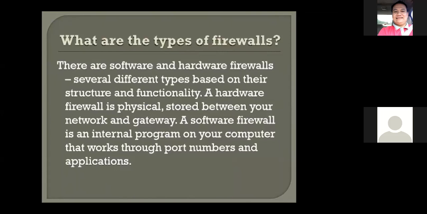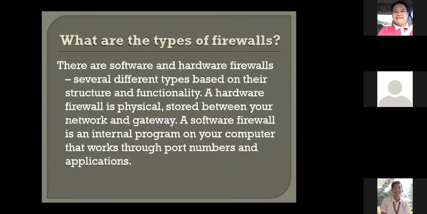What are the types of firewalls? There are software and hardware firewalls. Each format serves a different but important purpose. A hardware firewall is a physical device, like a broadband router, stored between your network and gateway. A software firewall is internal, a program on your computer that works through port numbers and applications. There are also cloud-based firewalls, known as firewall as a service. One benefit of cloud-based firewalls is that they can grow with your organization and, similar to hardware firewalls, do well with perimeter security. There are several different types of firewalls based on their structure and functionality.